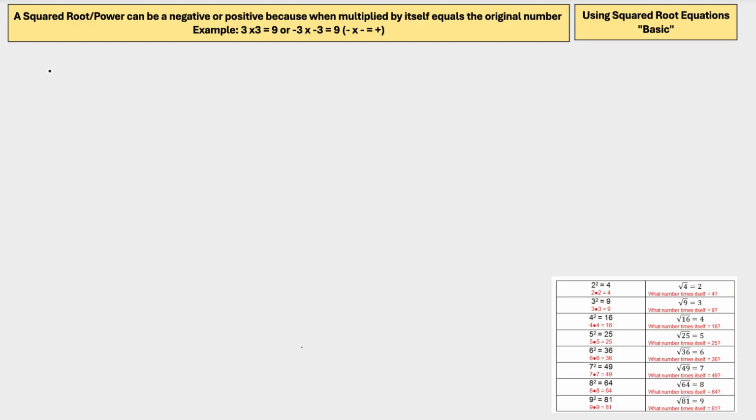Now, I've made a note at the top. A square root power, so we can call them both, can be a negative or a positive number because when multiplied by itself it equals the original number. Okay? Confused? I bet you are, don't worry. So, for example, 3 times 3 equals 9. Come on, you know that bit. Or minus 3 times minus 3 also equals 9, because when you multiply a negative and a negative, it becomes a plus. Ta-da! That's all you need to remember.